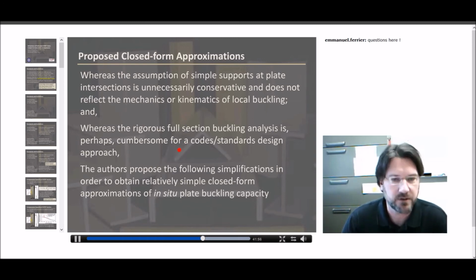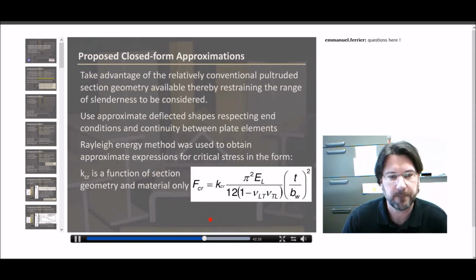The rigorous approach proposed by Collar is certainly very accurate, but is remarkably cumbersome and not really appropriate for a codes or standards approach. And so what we have proposed is taking a middle ground, recognizing some simplifications that can be made, and coming up with some closed form approximations for the plate buckling that address the real connectivity between the flange and the web without the full rigorous analysis. It would become cumbersome in a code environment.